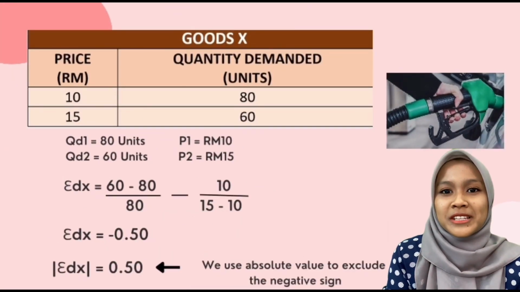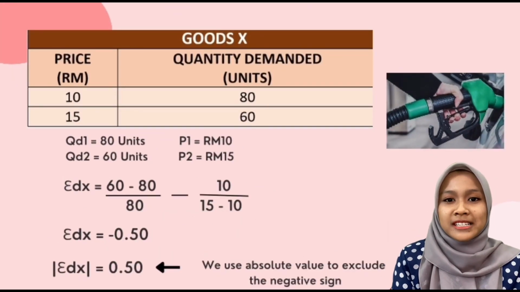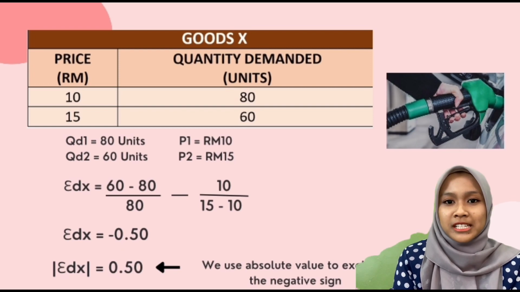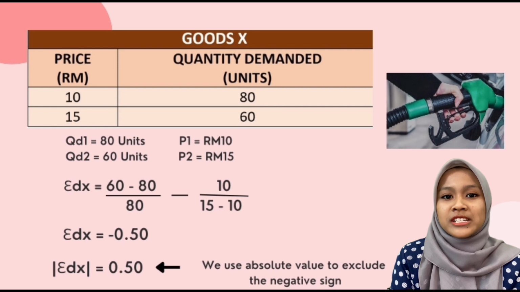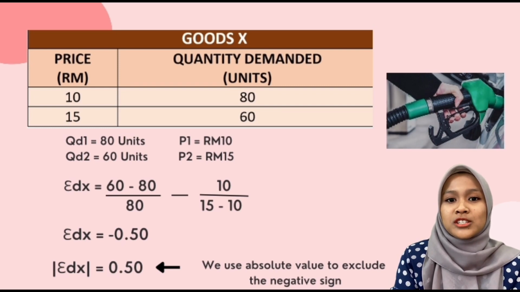We can see from the table above, the price of goods X is increasing from RM10 to RM15, while the quantity demand is decreasing from 80 to 60 units. So, we substitute all the details given into the formula.